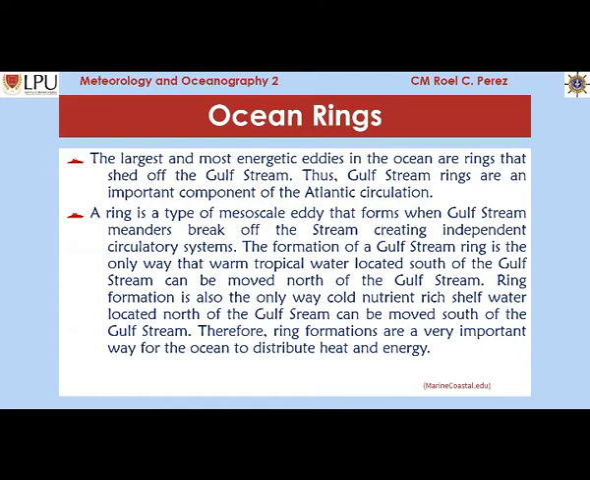Ring formation is also the only way cold nutrient-rich shelf water located north of the Gulf Stream can be moved south of the Gulf Stream. Therefore, ring formations are a very important way for the ocean to distribute heat and energy. So ocean rings are also eddies, but they are more prominent because they are large and more energetic.